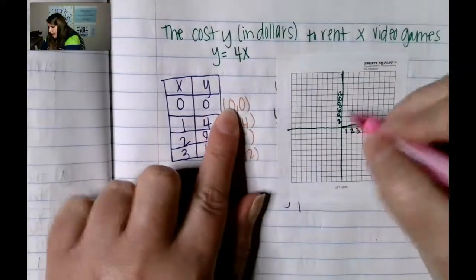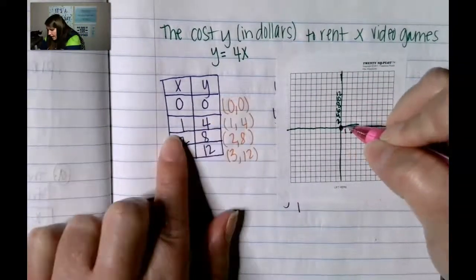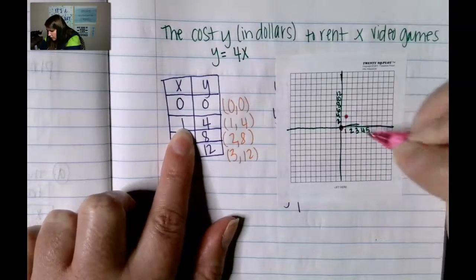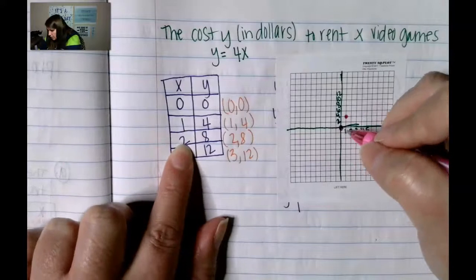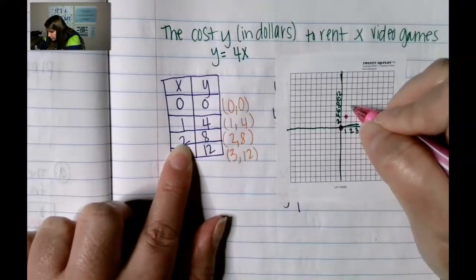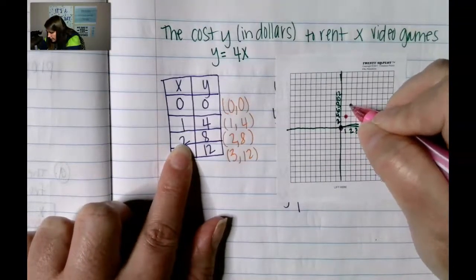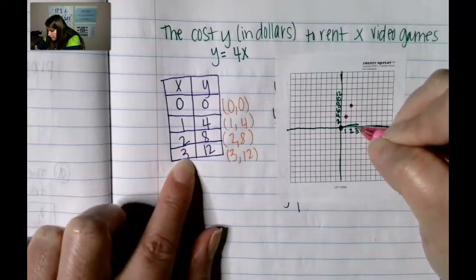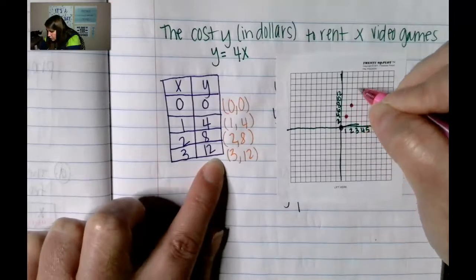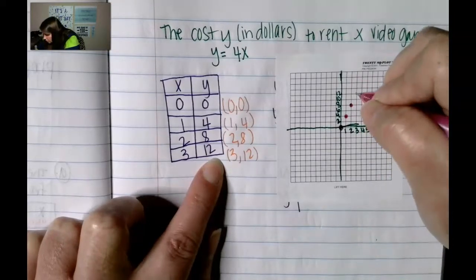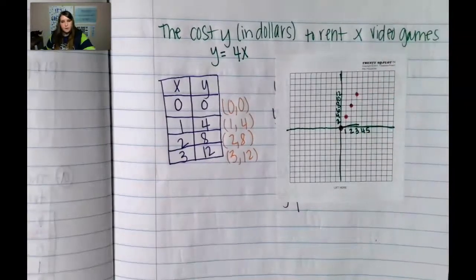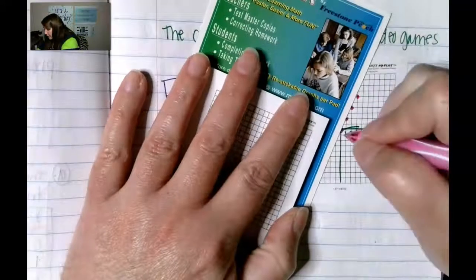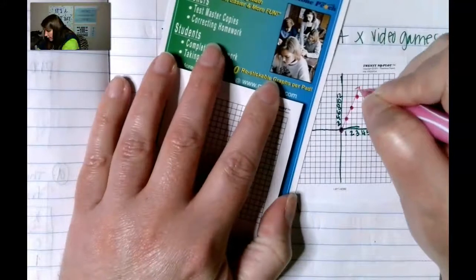Okay, so at 0, 0. And then I have 1, 4. So I'm going to go over 1 up to 4. Then it's 2, 8. So I'm going to go over to 2 and up to 8. This one I have 3. So over to 3 and up to 12. Now I'm ready to draw my line so that I can interpret the graph.